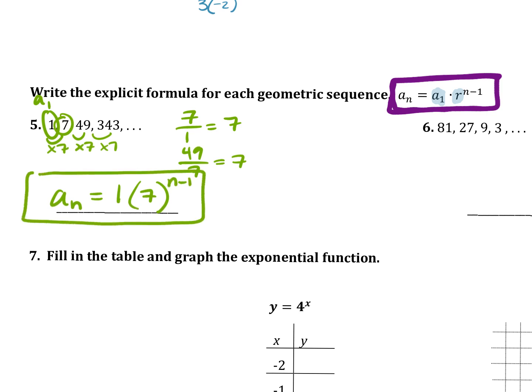This is what you should write down for me. Don't ditch the n's, okay? N should be n in the formula. So that if I wanted you to find the 100th term, you could plug in the number 100. If I wanted you to find the millionth term, you could plug in the number 1 million, okay?